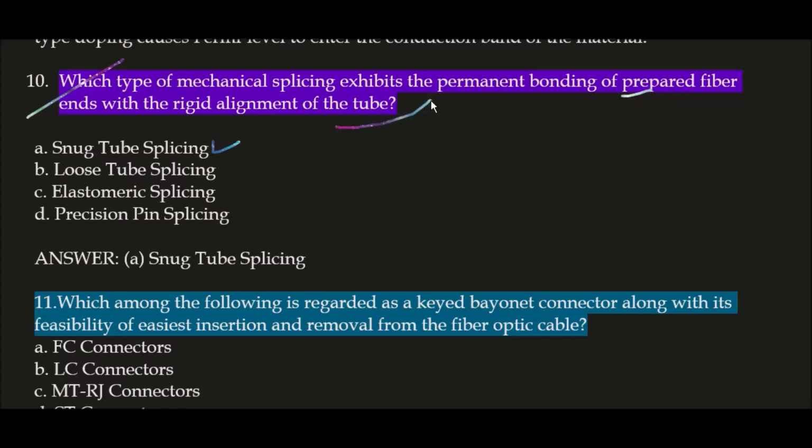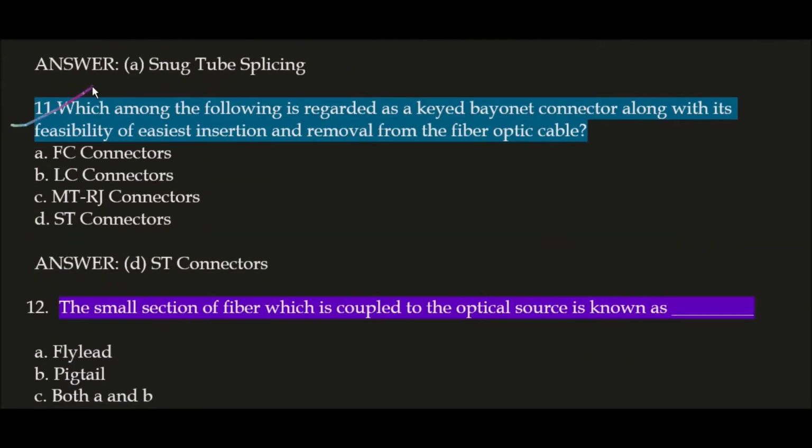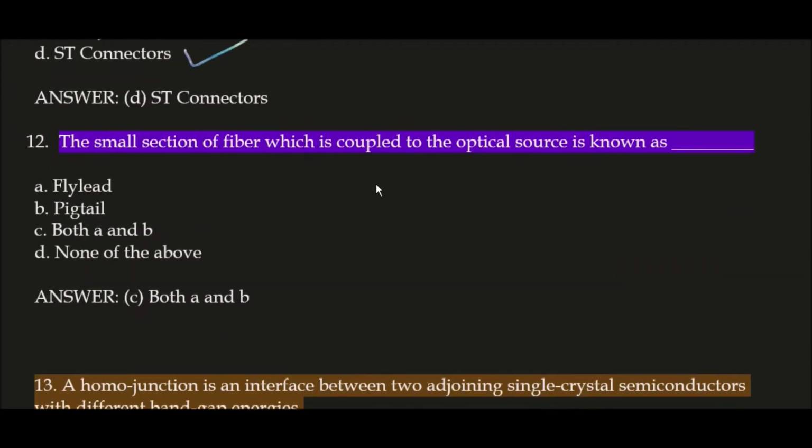Next question. Which among the following is regarded as a keyed bayonet connector along with its feasibility of easiest insertion and removal from the fiber optic cable? In this question, the correct answer is option D, ST connectors. ST connectors are regarded as a keyed bayonet connector along with its feasibility of easiest insertion and removal from the fiber optic cable. Okay.